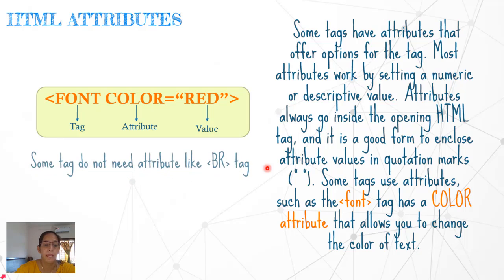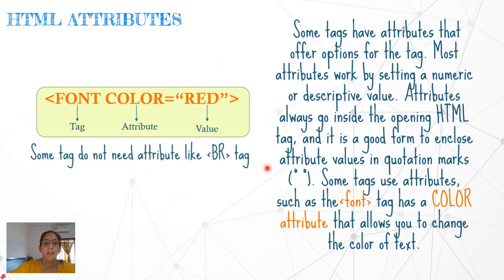Let's start with the HTML attribute. Very important topic, children. In HTML, some tags have attributes that offer us options. For example, font is a tag, but for font we also require font color, we can ask for font size, we can ask for font face. So font is a tag, but color is an attribute of the font tag, and this red is the value of this attribute, and the value always comes in double quotes.